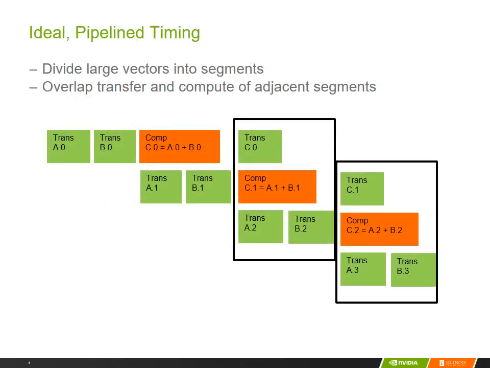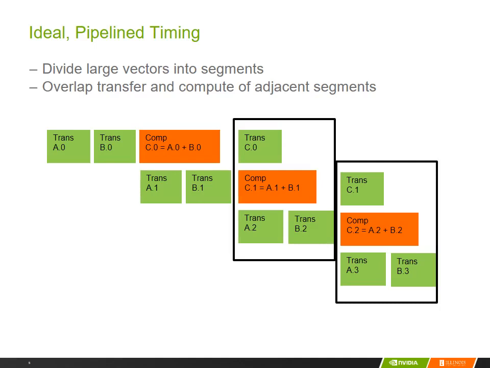This slide shows the ideal timing we would like to accomplish when we perform vector addition on the GPU. We would like to be able to overlap the cost of copying data to the GPU, executing the kernel, and copying data back. And the way that we can accomplish this is by dividing up the vector addition work into small chunks. The picture shows the ideal timing, and the time in the picture goes from left to right.